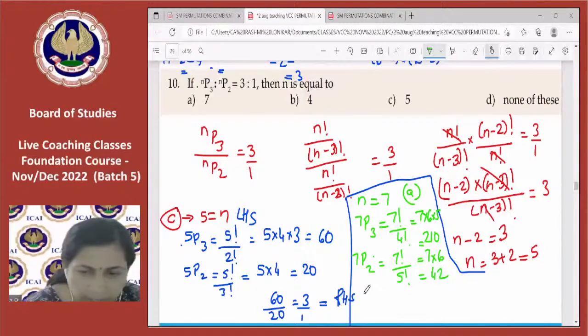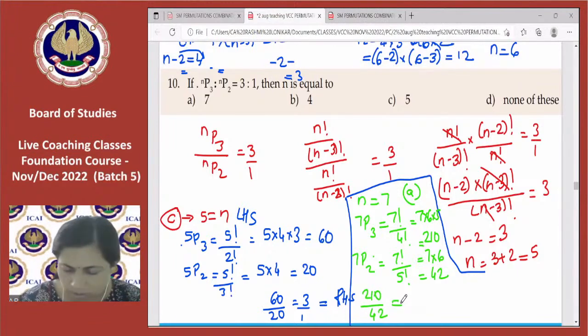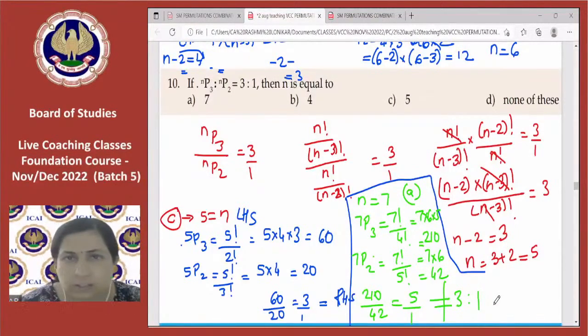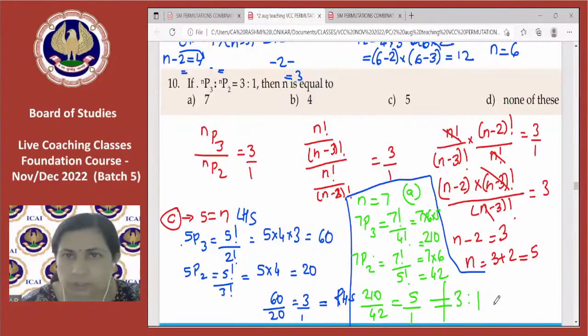So, what will I have? 210 divided by 42 is equal to how much? Which is equal to 5:1, which is not equal to 3:1. So, I can solve this question in either way. I can put the values, solve them, and I get the option. Or if you're comfortable, you solve the sum and you will also get the correct answer.